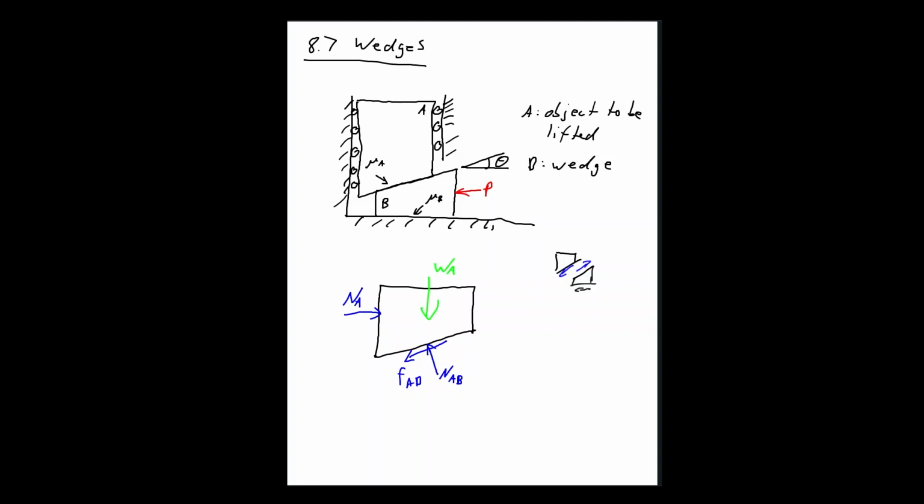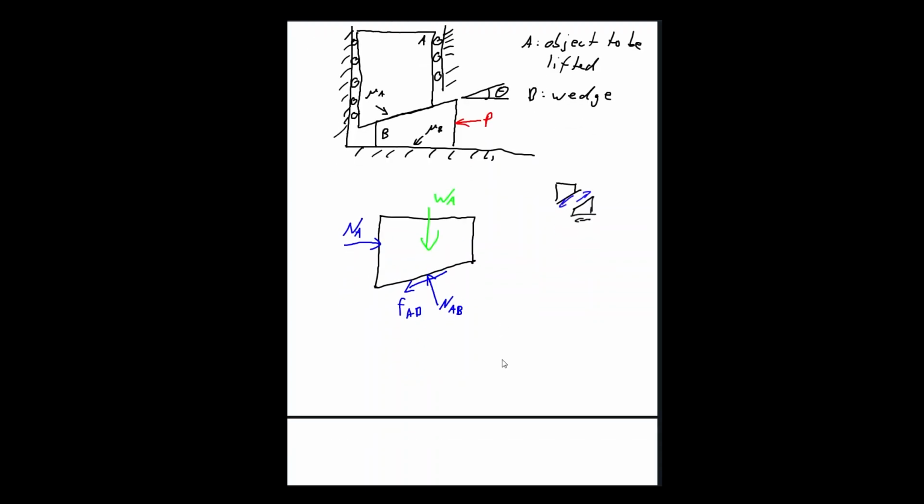All right, now we have 1, 2, 3 unknowns. That is really one more unknown than we can deal with, because we don't have any dimensions, right? So we can't do any moments. We can only do sum of Fx equal to 0 and sum of Fy equal to 0. So we have to add one more equation.